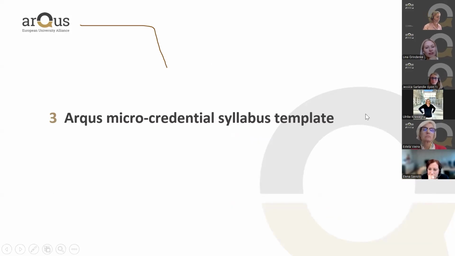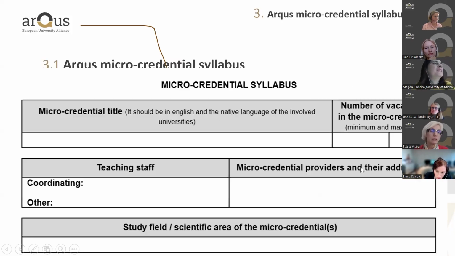Okay, so Magda and Estela, I don't know who will start from both of you. So the syllabus template and the floor is yours. Good morning. Me and Stella, we are presenting the Arqus micro-credential syllabus. Stella? Hello, thank you for having me.